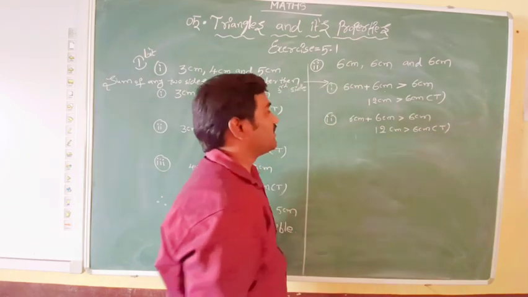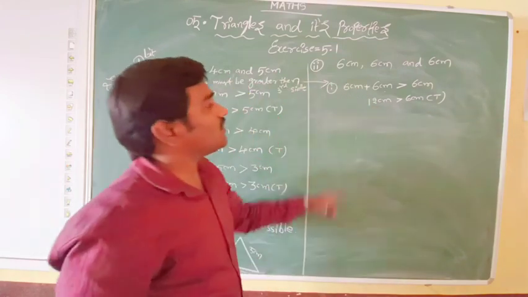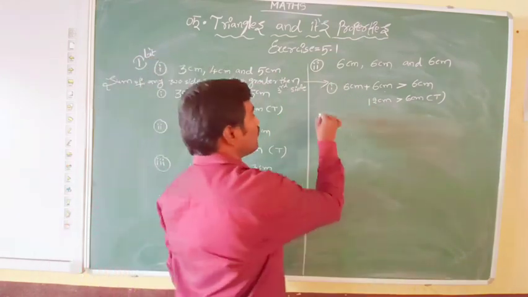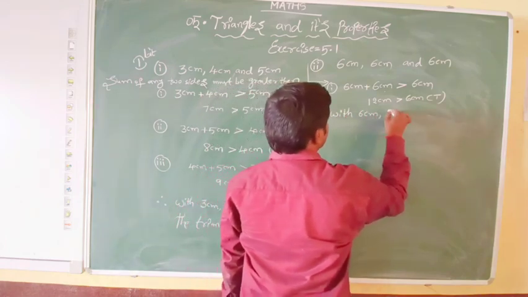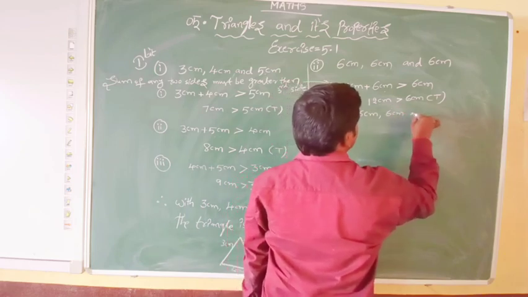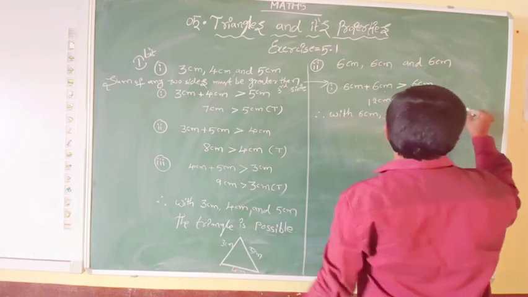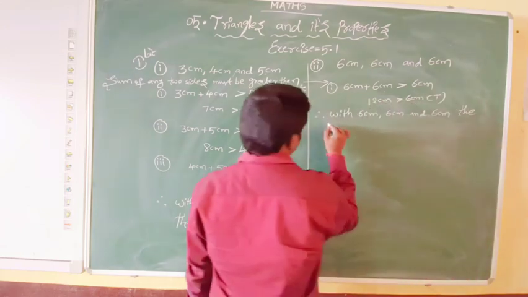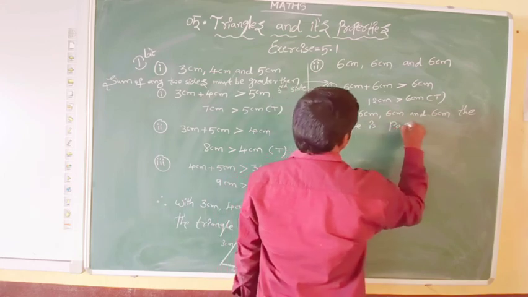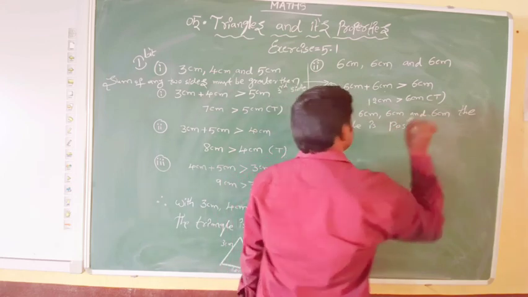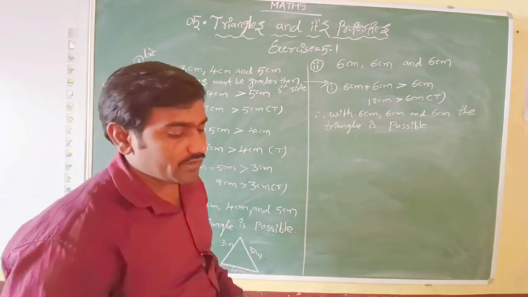So the same thing we are going to do. We need not do it a second time also. Here directly in the first case itself we can write, because here the triangle is possible, we always get the same answer. So therefore, with 6 centimeter, 6 centimeter and 6 centimeter, the triangle is possible.